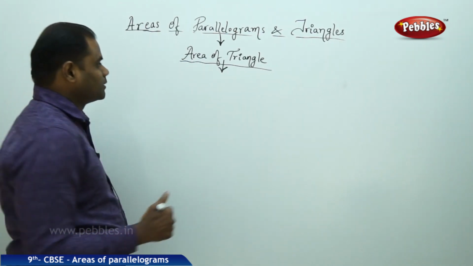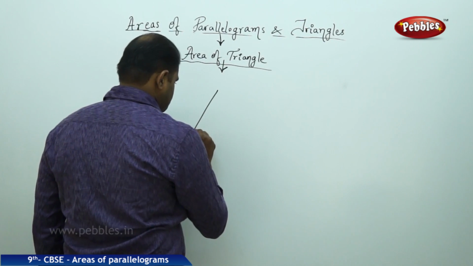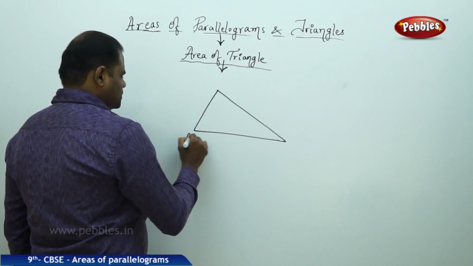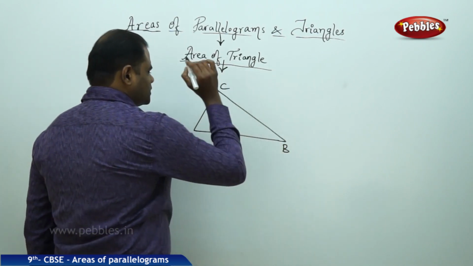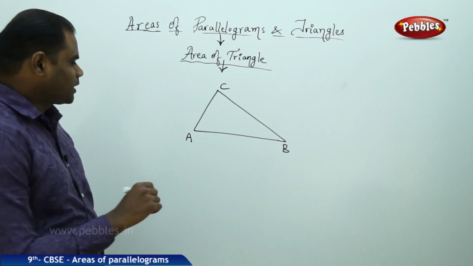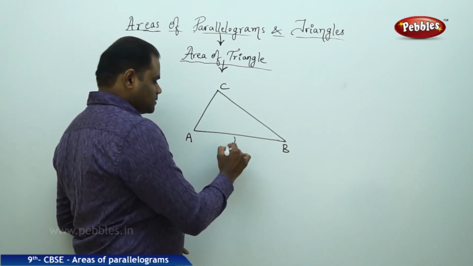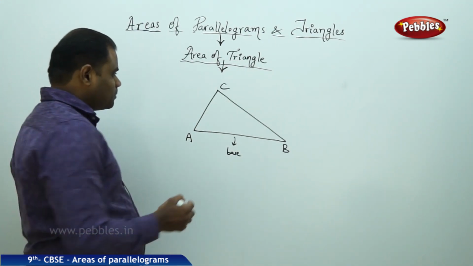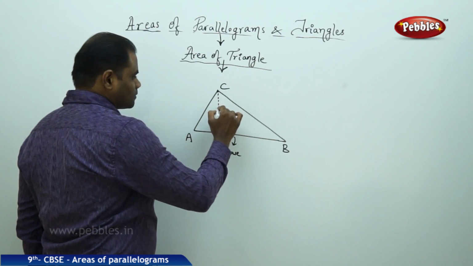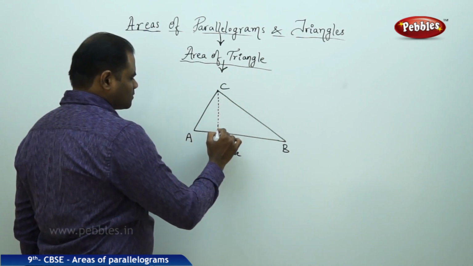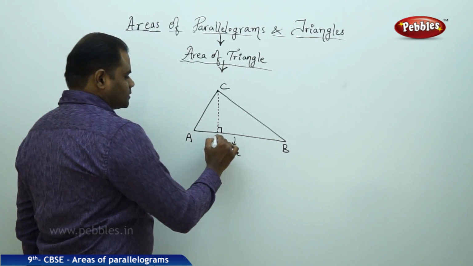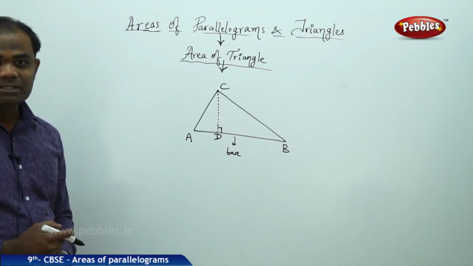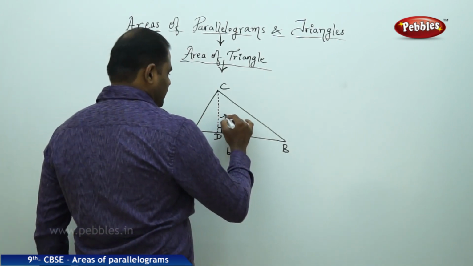So let me take a triangle ABC. So ABC is a triangle. Now in this triangle, clearly I know that this is the base. And next, let me drop a perpendicular from C to AB, such that it cuts AB at D. So here the CD is the perpendicular which is called height.